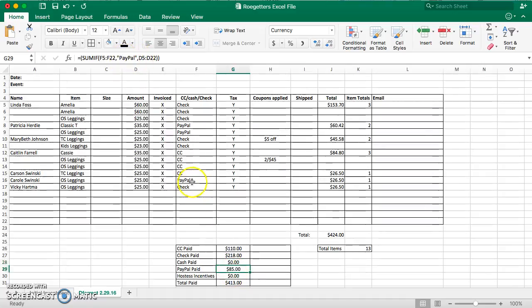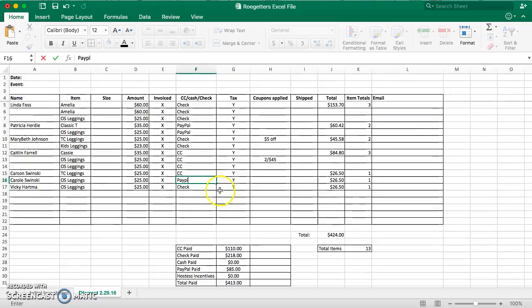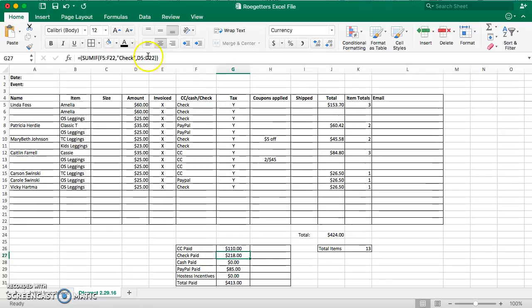Now, if I spelled PayPal differently because I spelled it wrong, this number down here is going to change because it's not correct. So you have to make sure that whatever you're using for your if then statement, so I use CC for credit card, check, cash, and PayPal, whatever you're writing there has to be correct here. The same thing with if I were to write hostess incentive here, it has to be correct. Otherwise, it's going to be all screwy and it's not going to total it because it's not going to match what's up here.